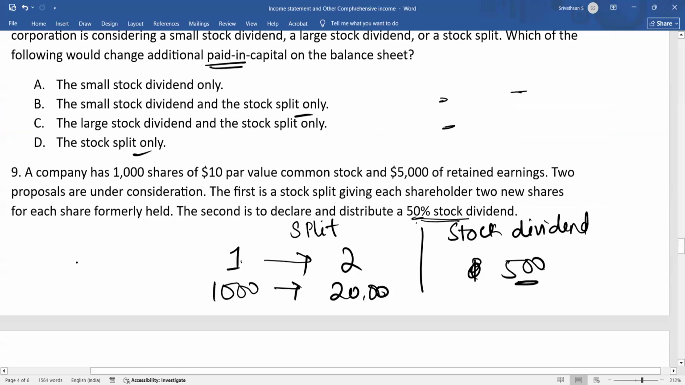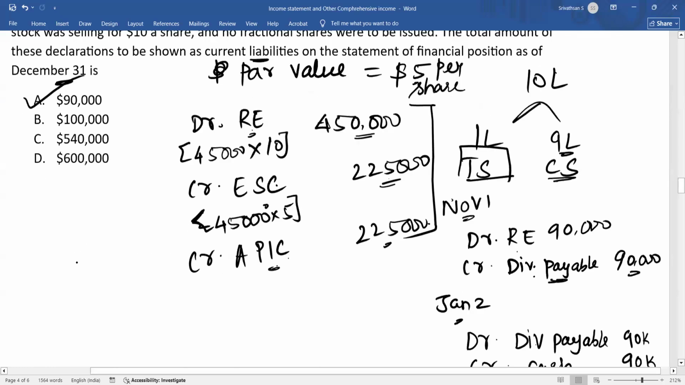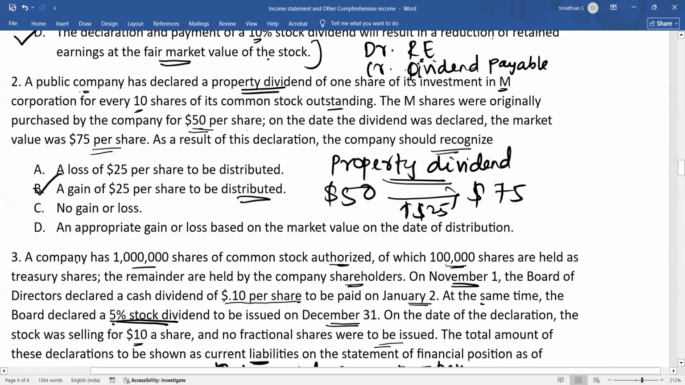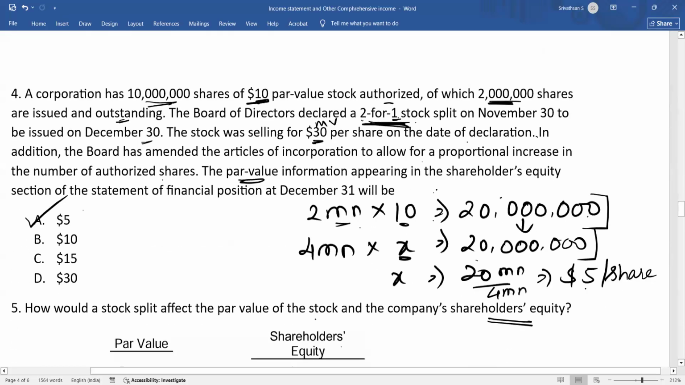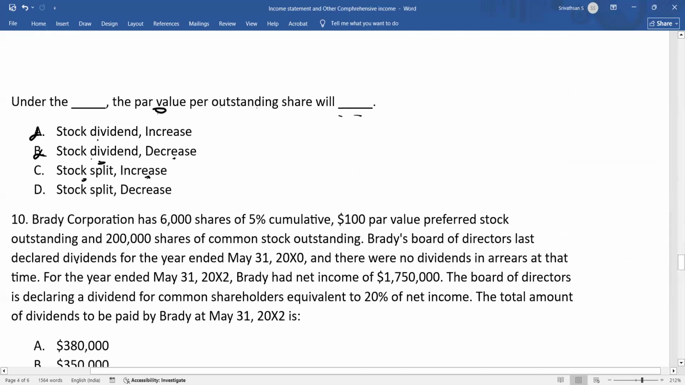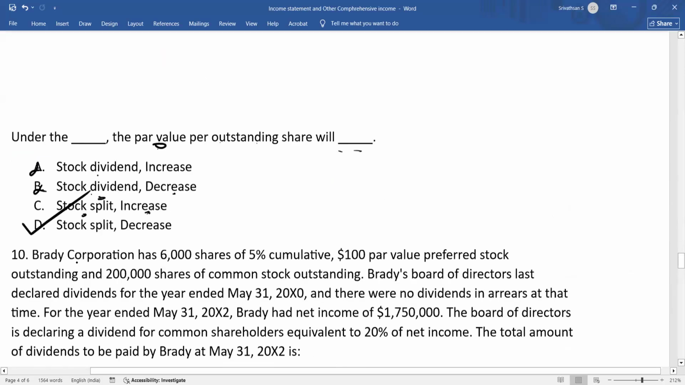Right? Just now we saw in question number 4, because of stock split, the par value of the share is decreasing from 10 rupees to 5 rupees. Right? The number of shares are increasing. So par value is decreased to maintain the same level of equity. So under the stock split, the par value per outstanding share will decrease. So option D is the right answer.